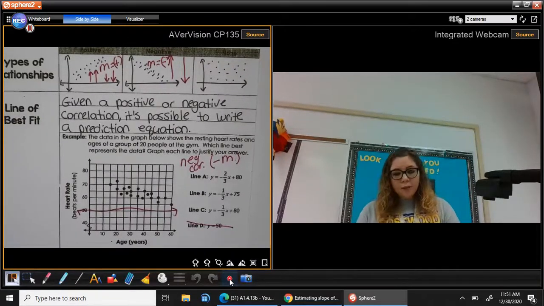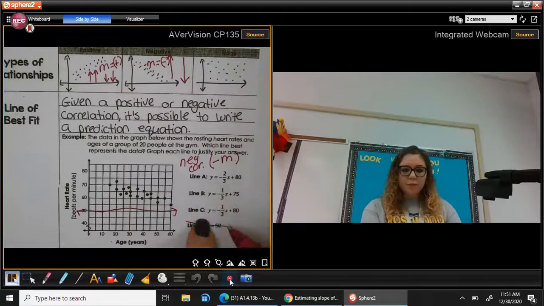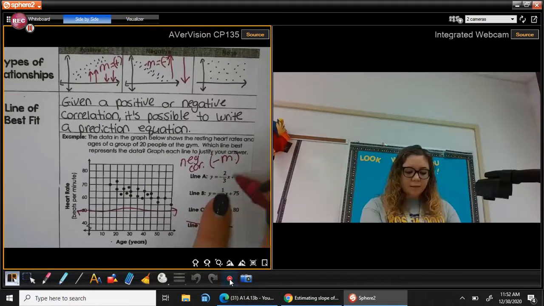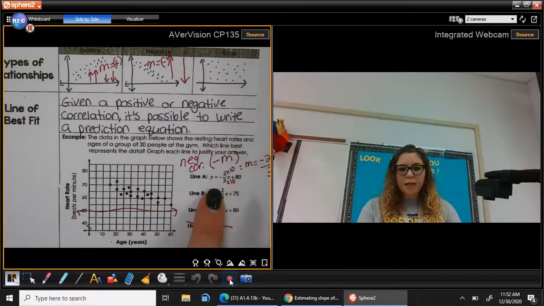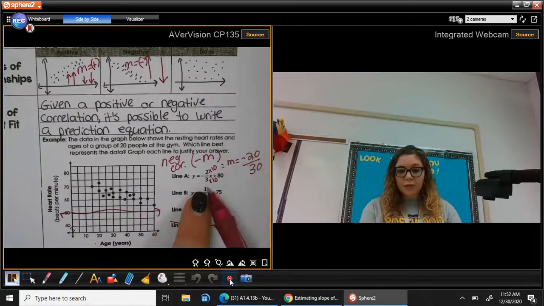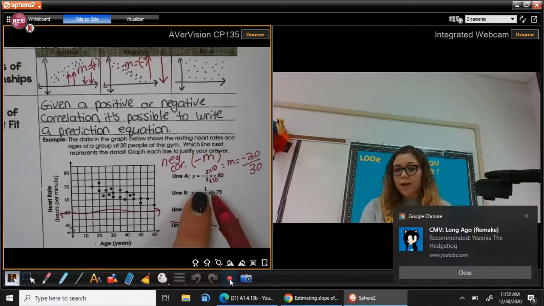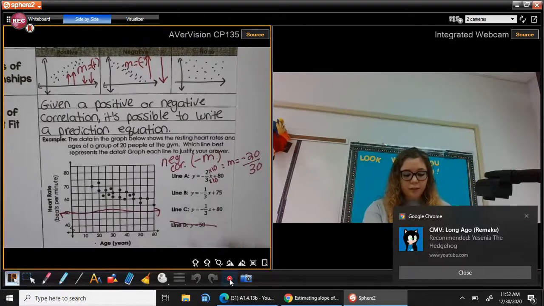So what I'm going to do to make it easier is multiply all my slopes, the top and bottom, by 10. So my slope for this one is going to be negative 20 over 30. And I can do that because these are the same thing. If I reduce this, I'm going to get negative 2/3. I'm just doing it this way so it's easier to graph, and I'm going to do it for each one of these.